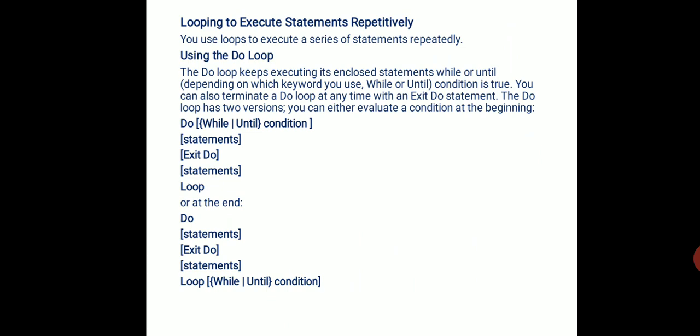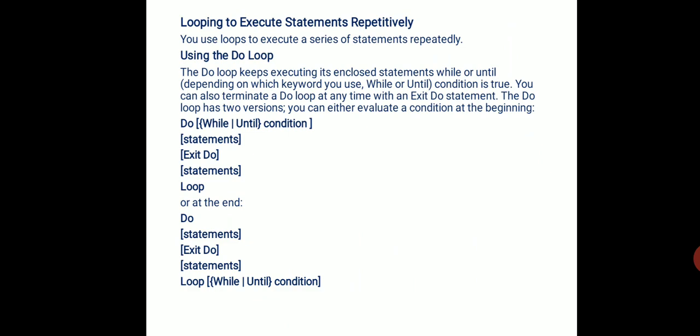So now, looping to execute statements repetitively. Here you can use the Do loop. You use loops to execute a series of statements repeatedly. The Do loop keeps executing its enclosed statements while or until a condition is true. You can also terminate a Do loop at any time with an Exit Do statement.